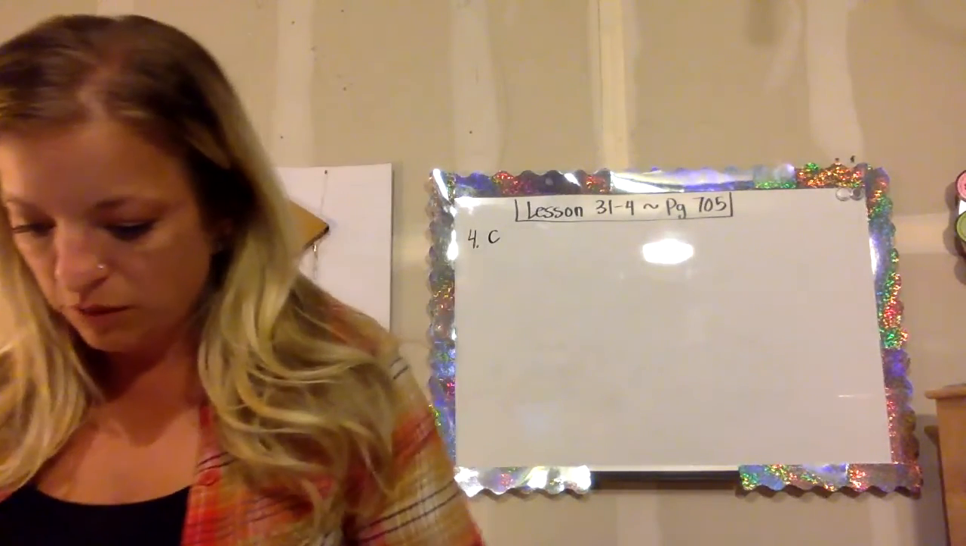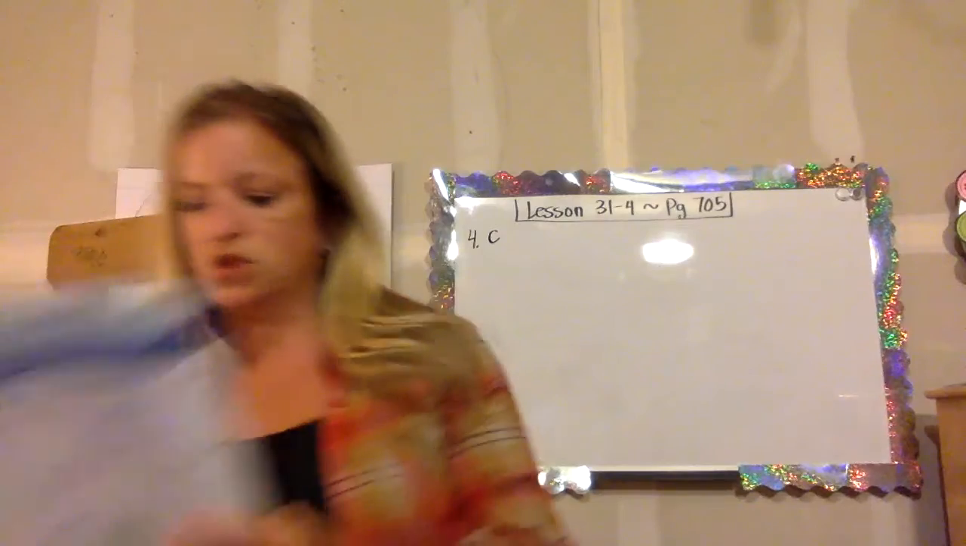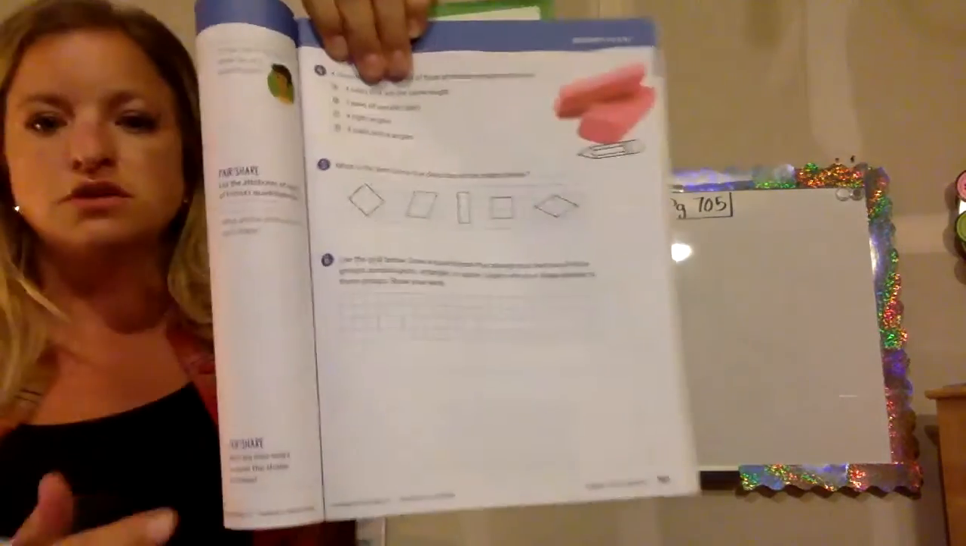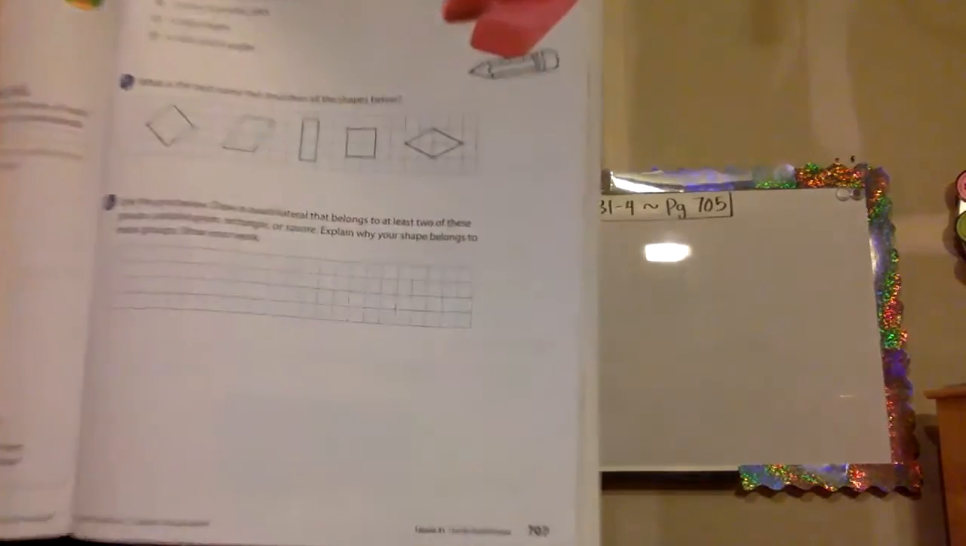Number 5, what is the name that best describes all the shapes below? So here's all of these shapes.